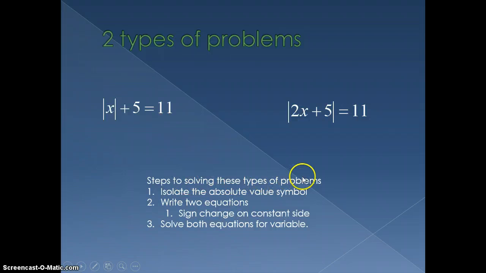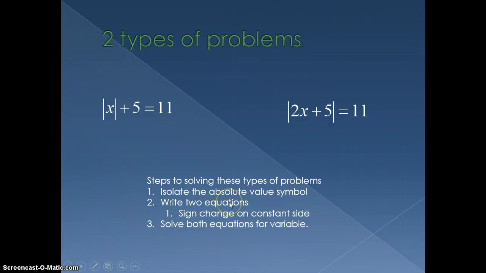Steps to solving these types of problems. The first thing you want to do is make sure that your absolute value symbol is isolated, so it's all by itself. You can see in this problem it is not all by itself. There's a 5 on the same side of the equation as the absolute value of x. And on this side of the problem, it is already isolated. We have 2x plus 5 in the absolute value symbol, nothing else on the outside. So for this second type of problem, you'll see that step 1 is already done.